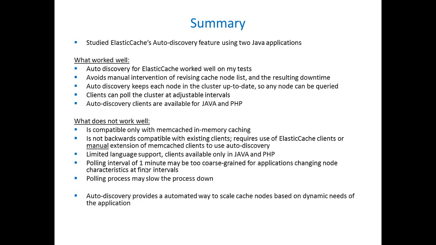Things that are not so good about auto discovery are that it is only compatible with Memcached, and it polls every minute at the minimum. So if nodes are added or deleted very fast, then the client may go to a node which has already been deleted without knowing that.